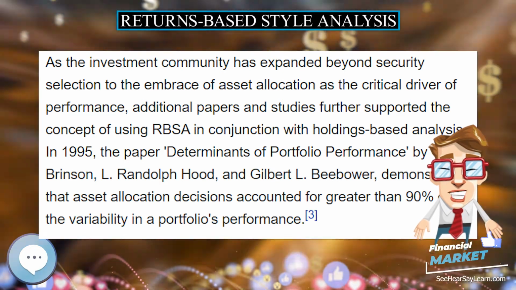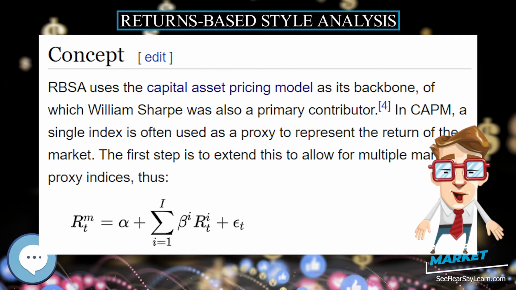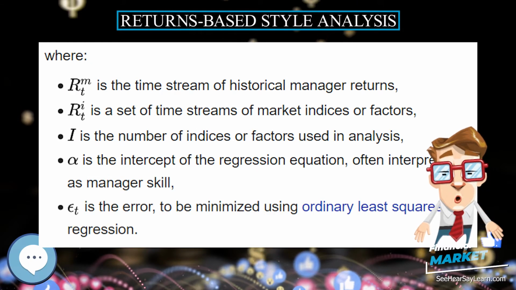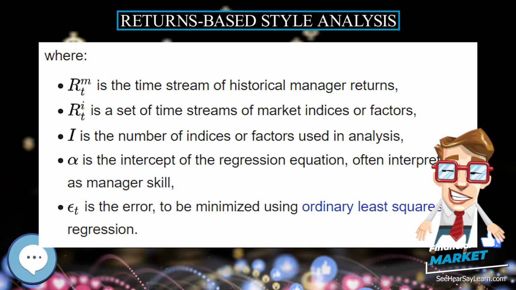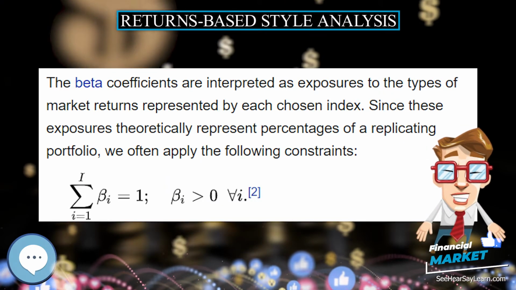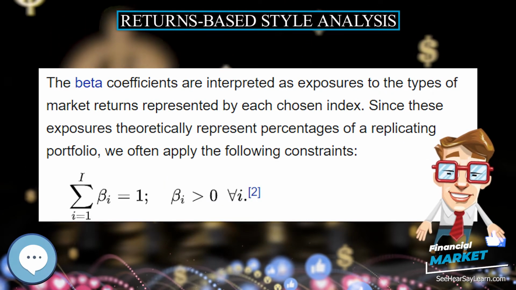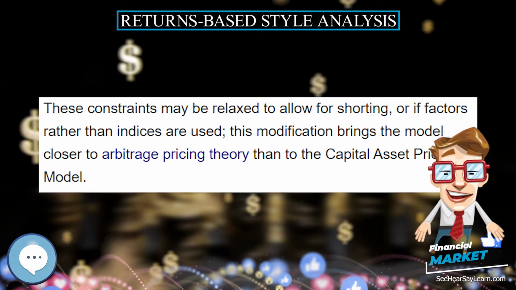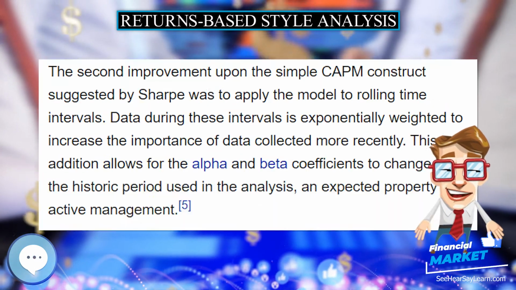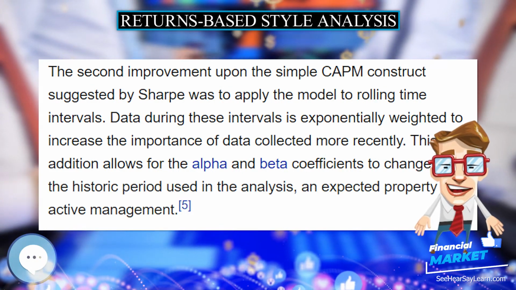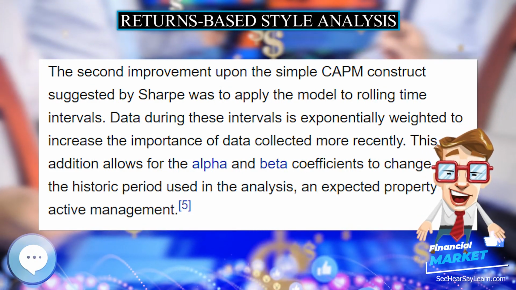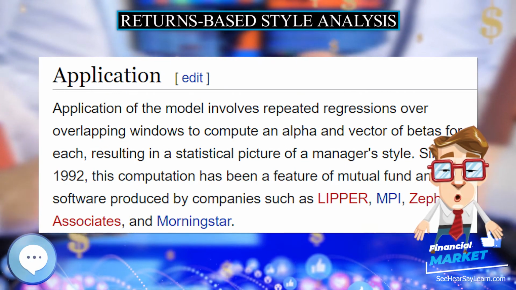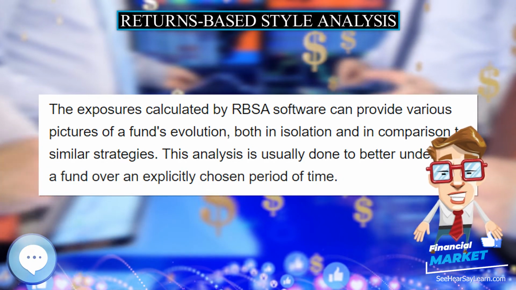This analysis is usually done to better understand a fund over an explicitly chosen period of time. Since Sharpe's original formulation of the model, additional research and development has added to RBSA. A widely accepted addition has been the use of a centered window for historical periods. For example, a 36-month window calculating the exposures for January 2002 would reference data 18 months before and 18 months after, spanning the interval from July 2000 through June 2003.